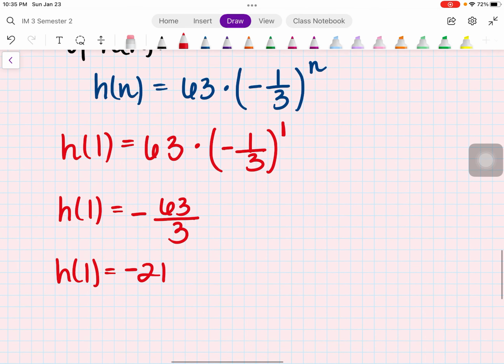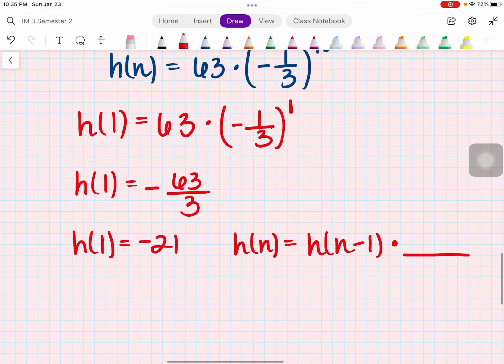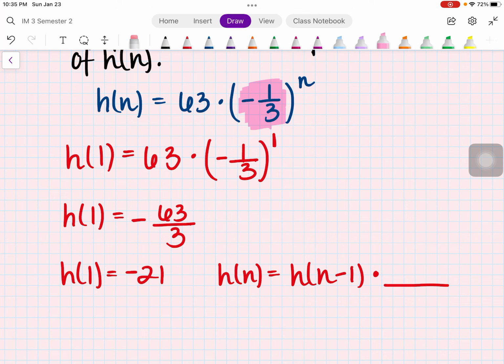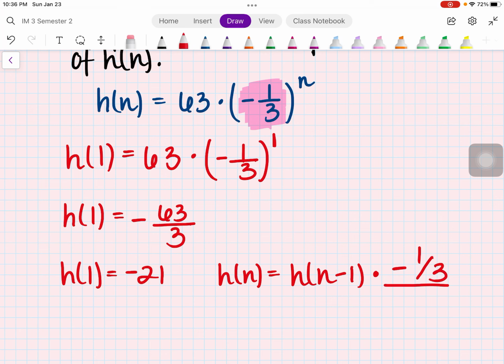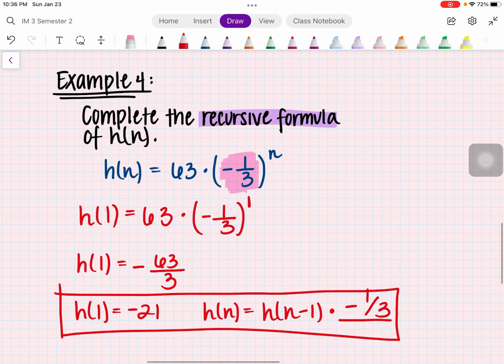And in this case, guys, the last thing we want to go ahead and find here is our common ratio. So h of n is equal to h of n minus 1 times my common ratio. And common ratio in this case, guys, like I said, is the base, or the number that is raised to the exponent, or the variable n in this case. So that's going to be negative 1 over 3. All right, so this here, guys, is our answer. That there, guys, is our final answer. All right.